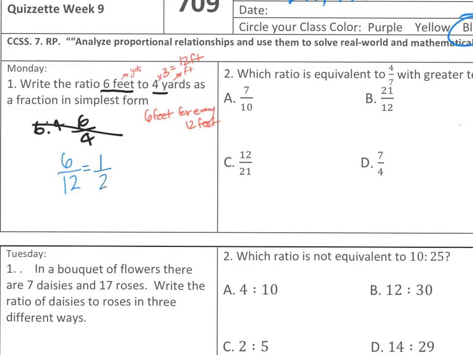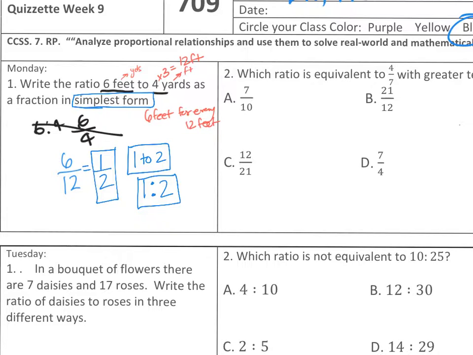So we can write 1/2. And then we can also write 1 to 2. So these are the 3 ways we would write the ratio. And this is called writing the ratio in simplest form or in reduced form. So when we grade this on Friday, I'm going to give you a check for having the fraction, the statement, and the colon, as you see in the last box.